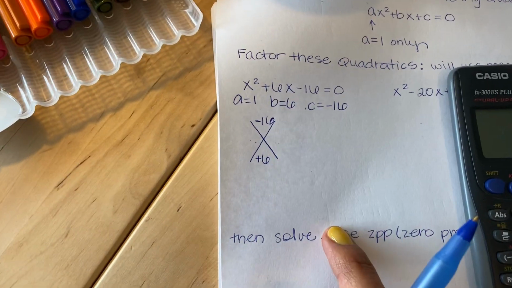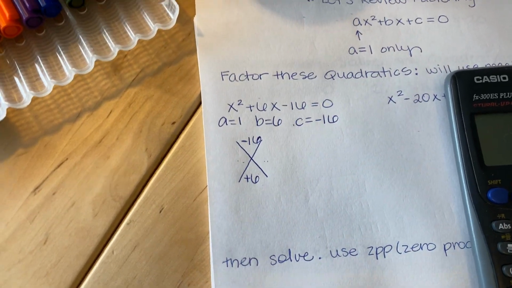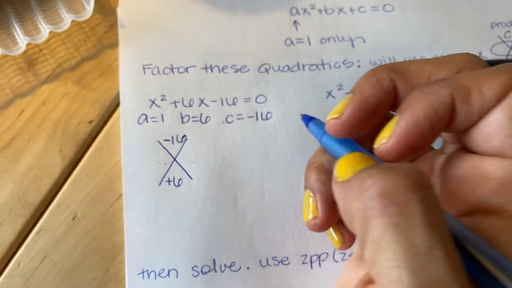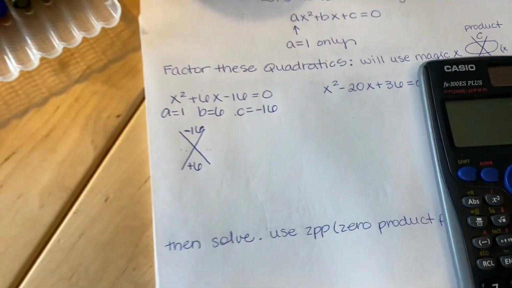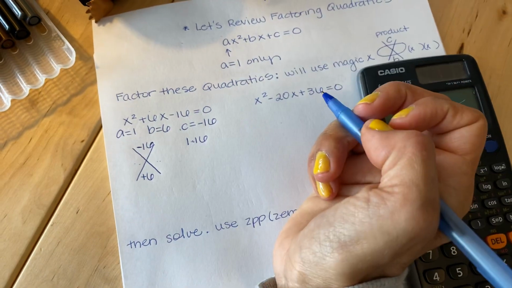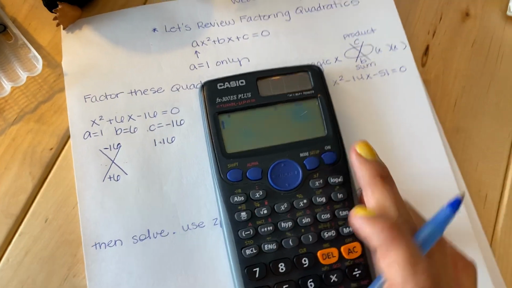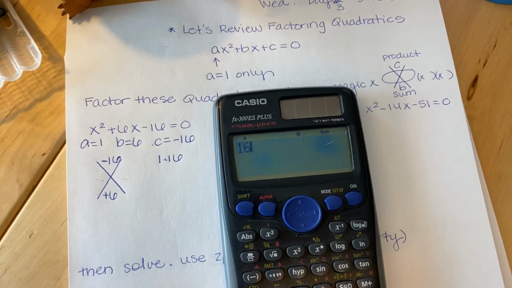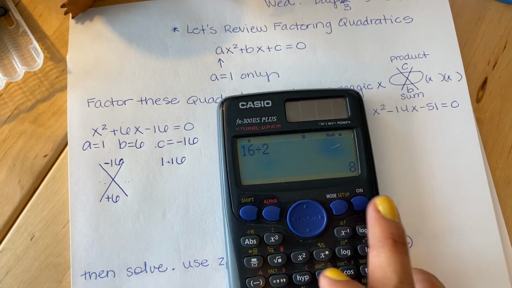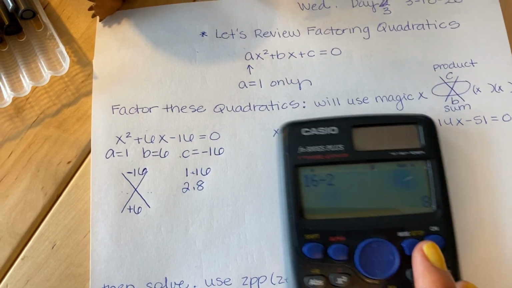Okay, I'm going to get all the possible pairs of getting a product of negative 16, right? Okay, 1 times 16 gives me the product of 16, right? Okay, 16 divided by 2 is 8, right? So because I got an integer, that is a possibility. 2 times 8, and that's not a decimal.